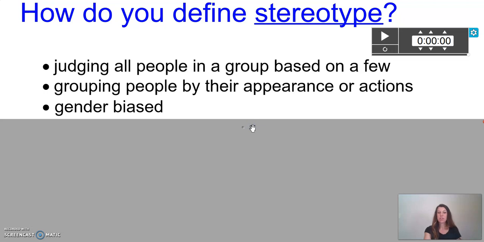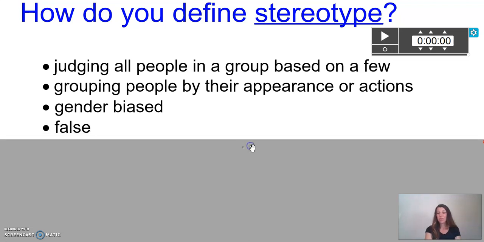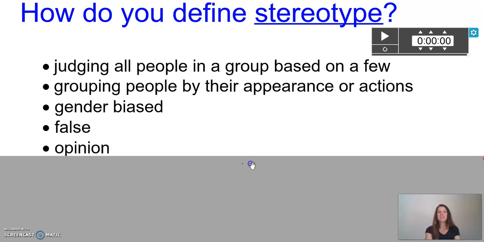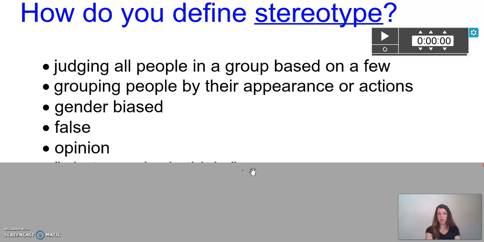Oftentimes, stereotypes are gender biased. What we mean by that is we tend to associate certain stereotypes with males or females. We typically think of farmers as men or cheerleaders as women. But the thing about it is they're not always true. Oftentimes stereotypes are false information, and that's because they're based off of people's opinions.